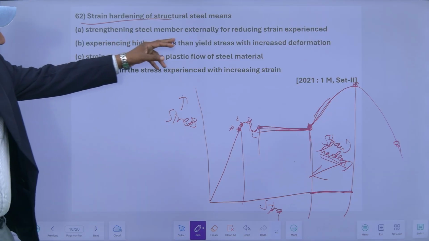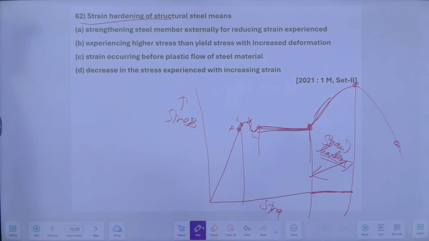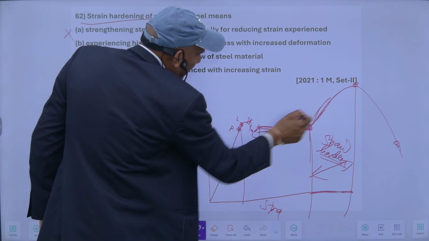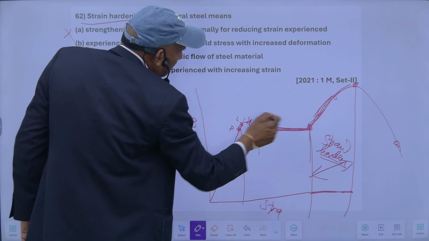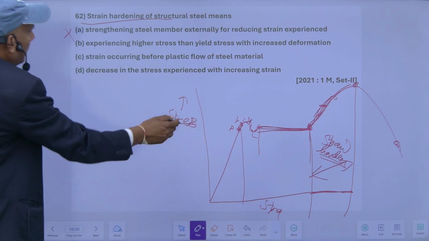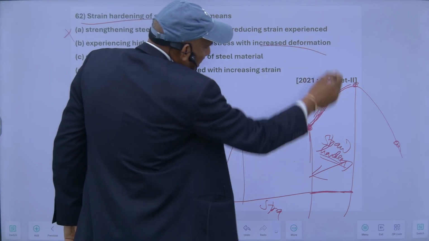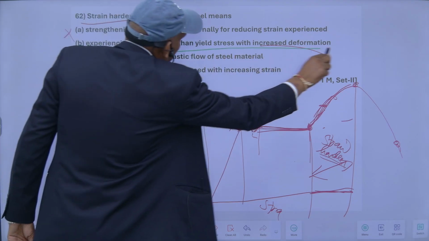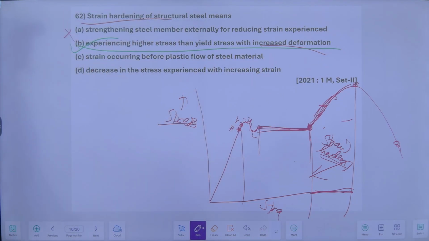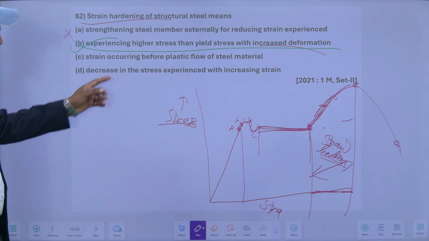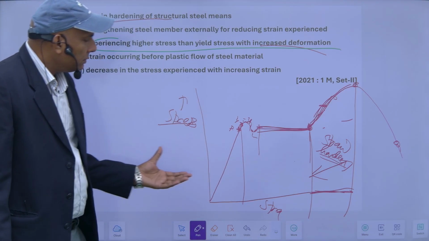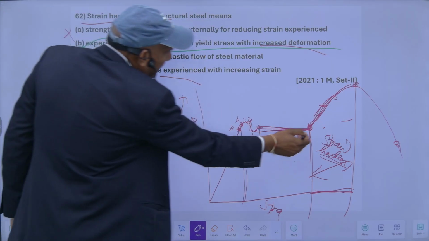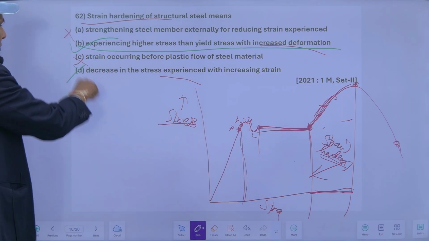So strengthening steel member externally for reducing strain experience: this is wrong. Second one, experiencing higher stress than yield stress: obviously, in this zone my stress is more than yield stress. This is yield stress. And increased deformation: yes, my deformation is also increasing. So this is the right answer. Strain occurring before plastic flow: no, plastic flow has already started, so this is wrong. Decrease in the stress: no, it is not a decrease, it is an increase in the stress.